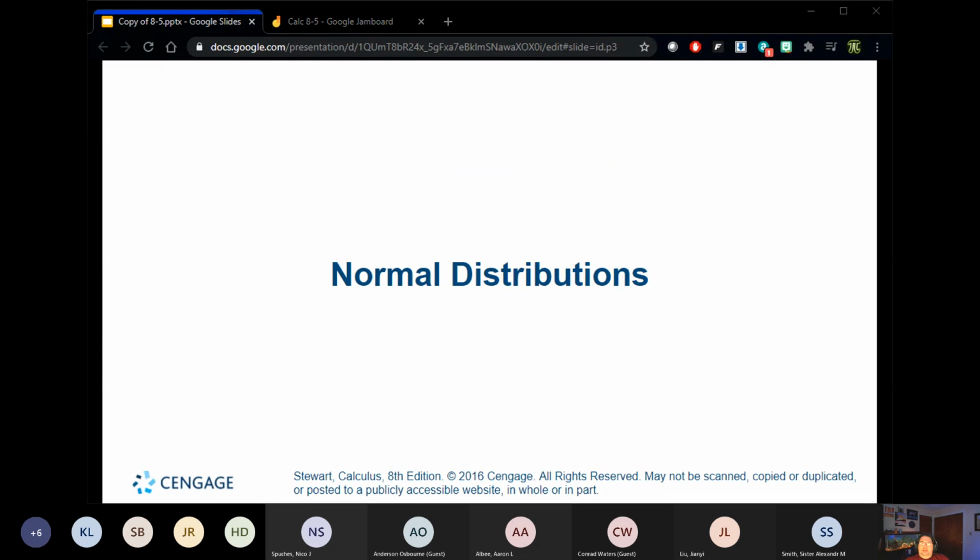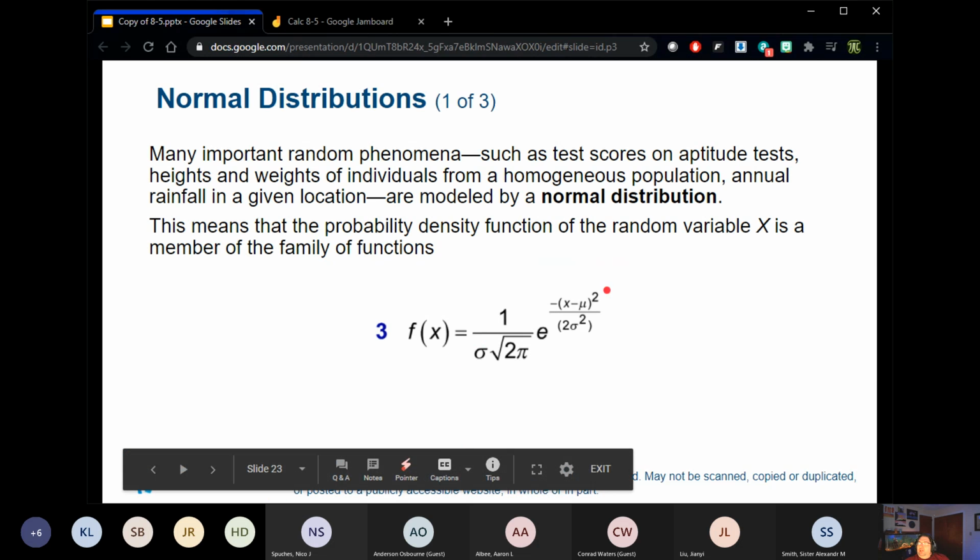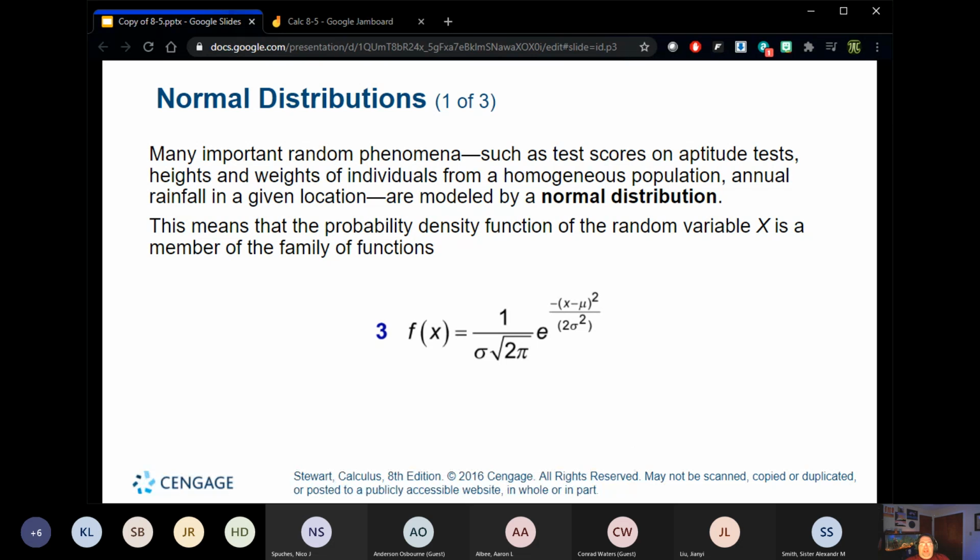All right. Let's look at a normal distribution curve. So your normal distribution curve is this wonderful little equation right here. Now, it looks really, really complicated. However, a lot of that information we're going to have to know to create the curve.